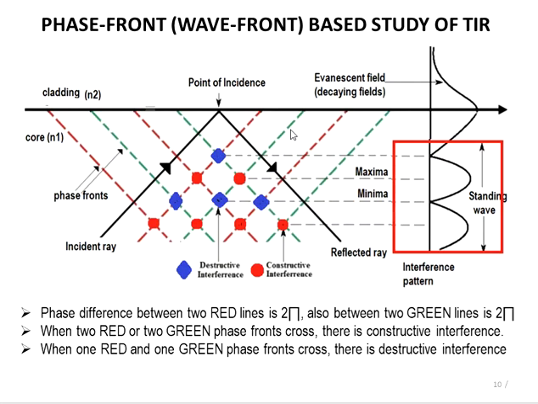Again, if you observe inside the cladding, the field is not equal to 0. There is some field which is decaying in nature, but still it is present inside the cladding, and that field is called an evanescent field.